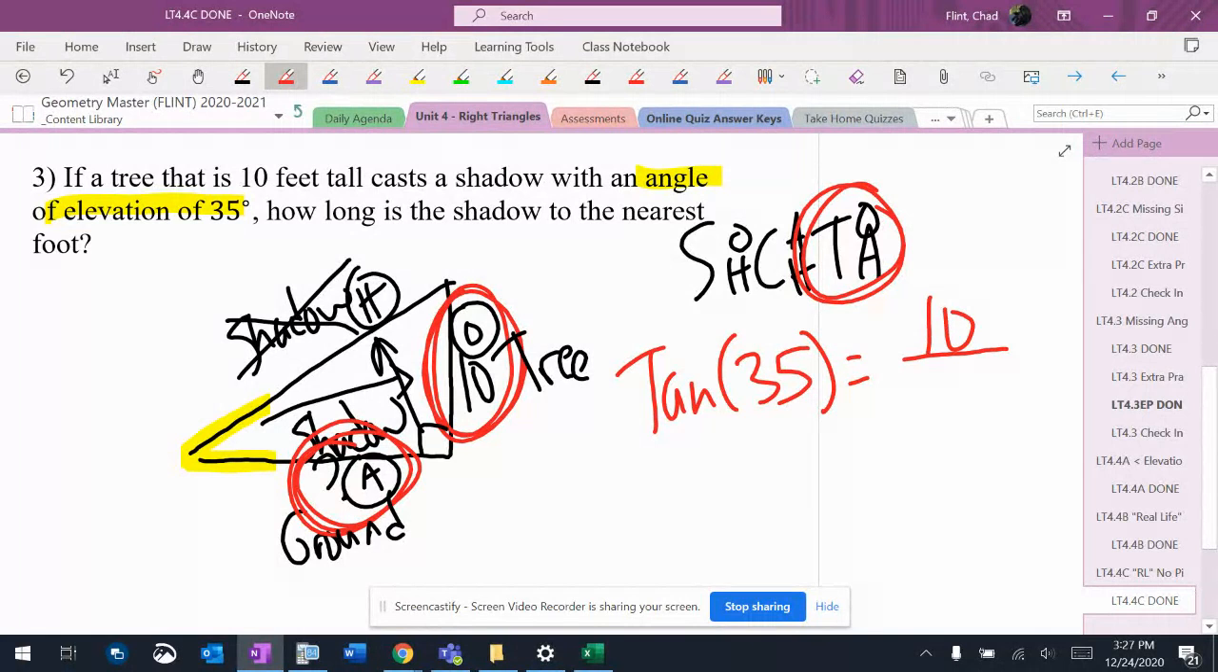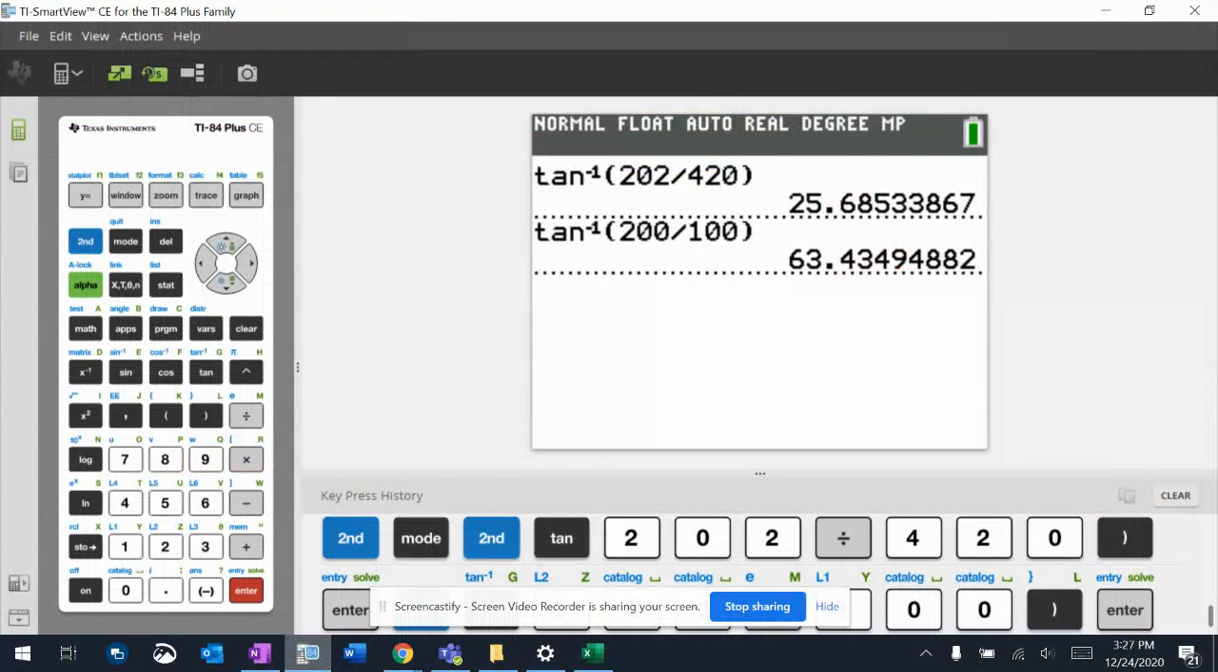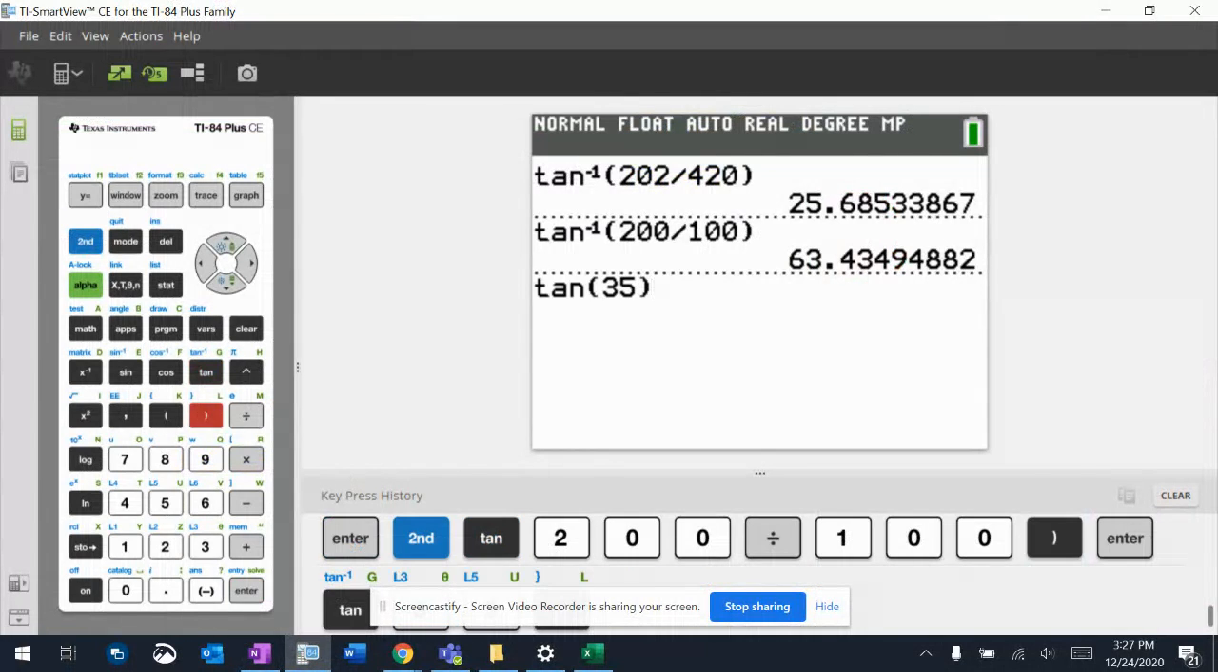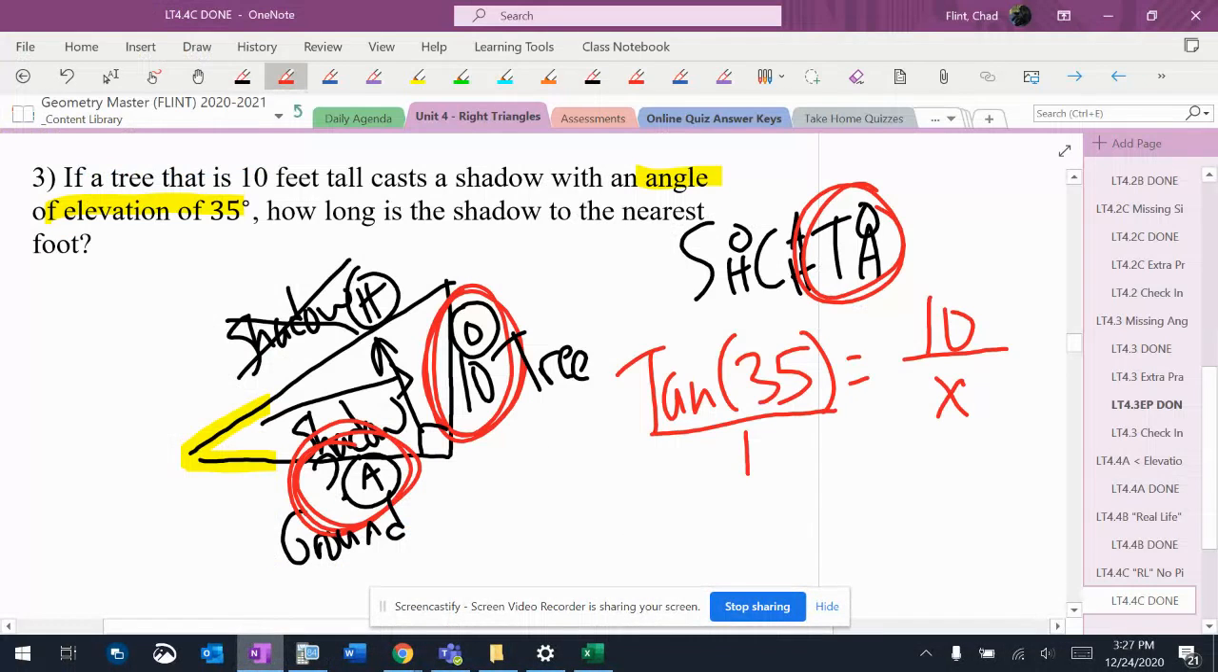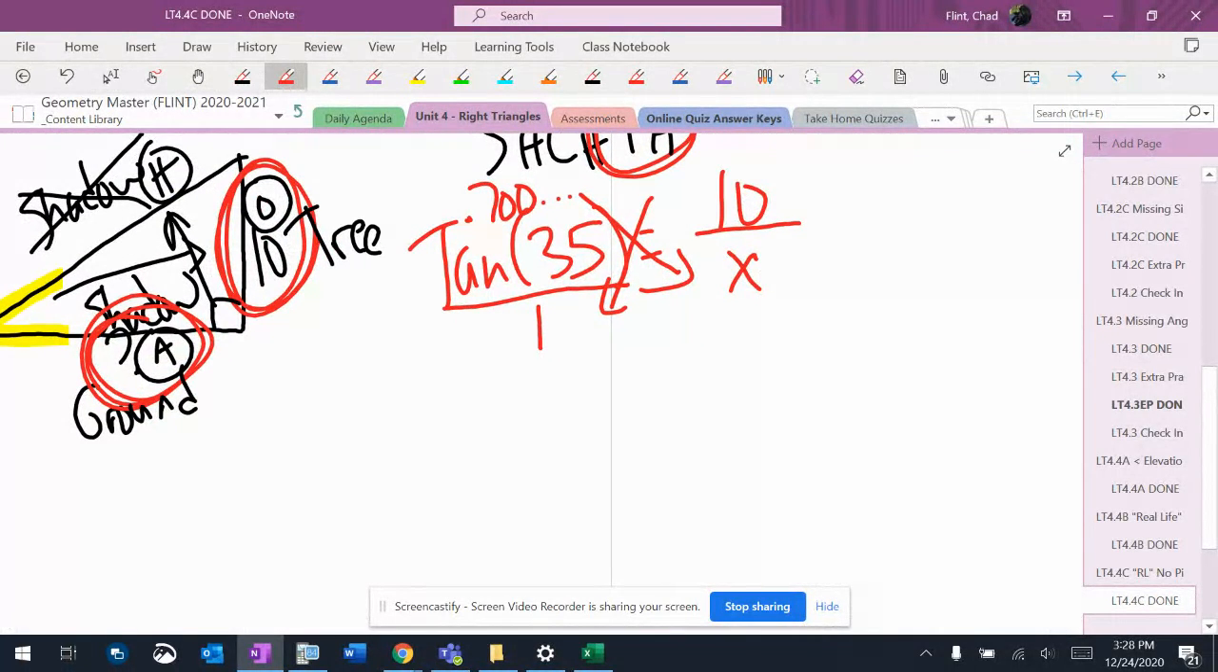The 10 is the opposite. It goes in the top. We don't know the adjacent. I know the angle, so that means this is a cross multiply problem. So tangent 35 is 0.700. Cross multiply. So this is the longest version of one of these problems we can get. So we're going to get 10 equals 0.700 x, and then I have to divide.